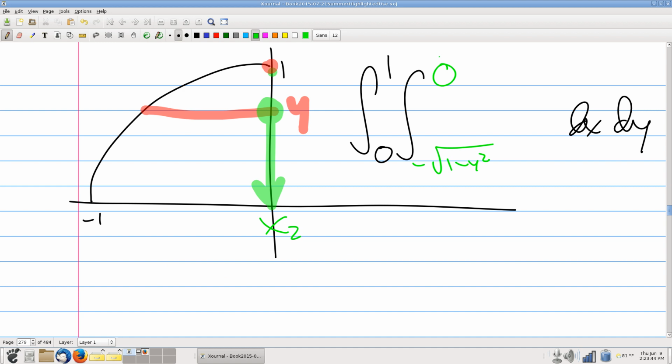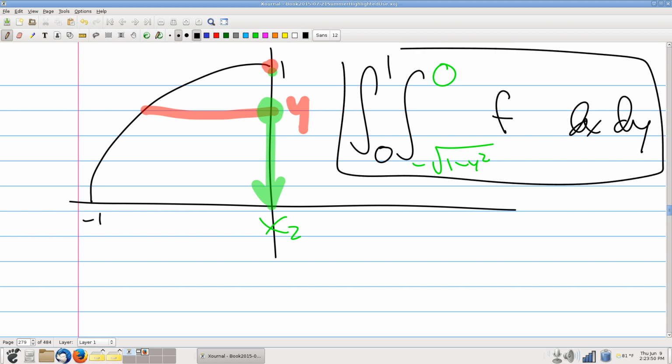Don't forget our integrand is some given function f, and we don't have to evaluate, and so we're done.